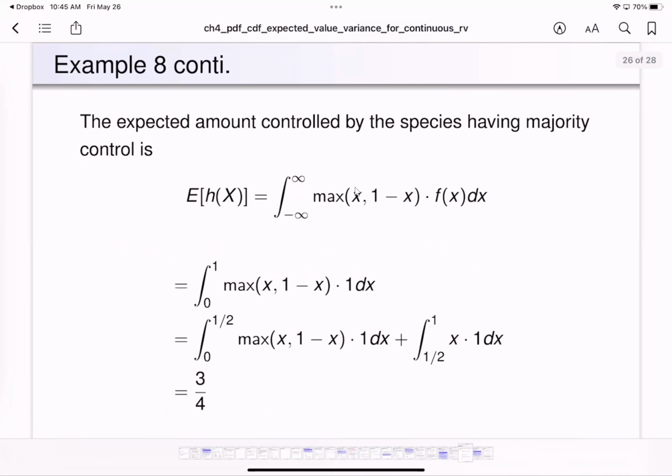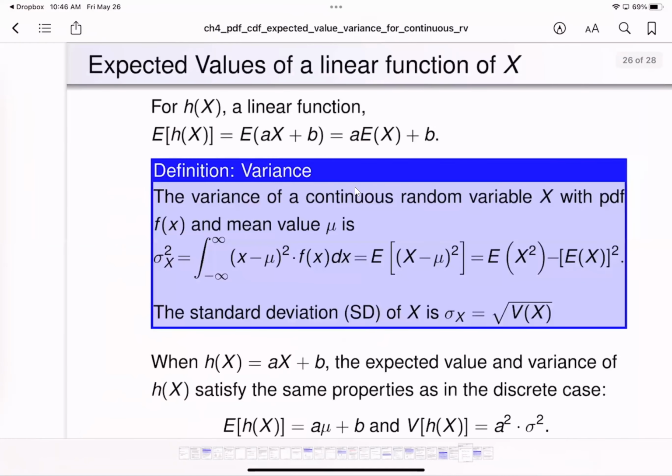So the two species, if you consider the one that has the major control of the resource, the one species that controls the majority of the resource, what is the expected value? So what proportion of the resource is controlled by this majority species? And the answer is 3/4.